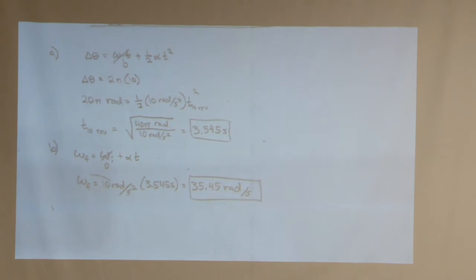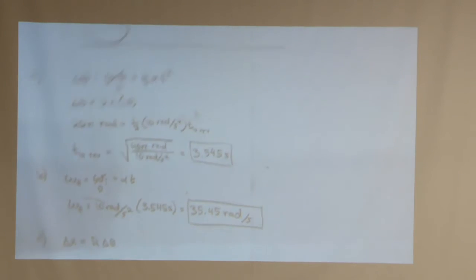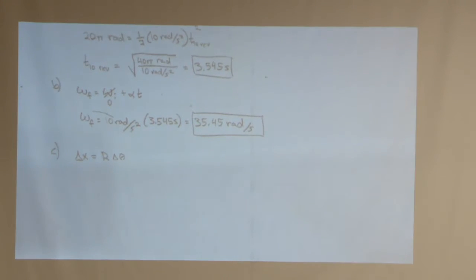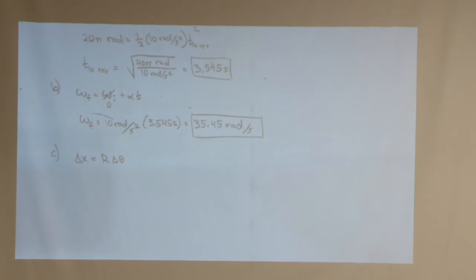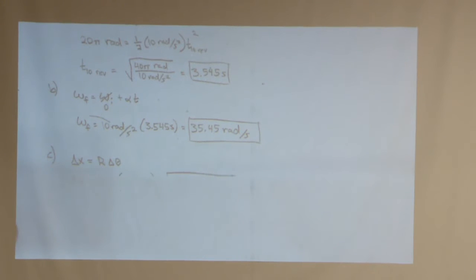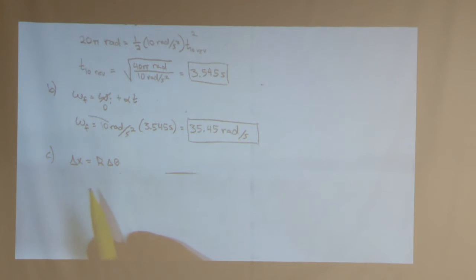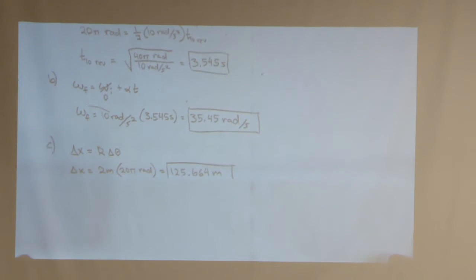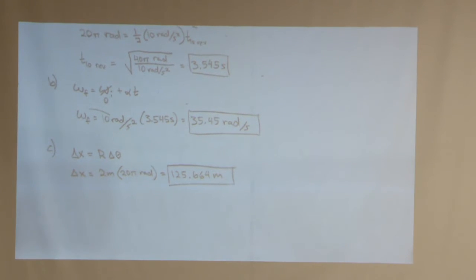All right. Now for the third part, we have to find the distance the cheese wheel has traveled in making the 10 revolutions. So this one isn't a kinematics equation, but it is the equation to relate angular quantities with linear quantities. So we're trying to find a linear quantity, which is the distance across the ground, but we're given an angular quantity, which is our angular displacement. So we have this relation that delta x is equal to r delta theta. We were given r. We know delta theta is the 2 times pi times 10. So we can plug that in, and then we get 125.664 meters that the cheese wheel travels across the ground.